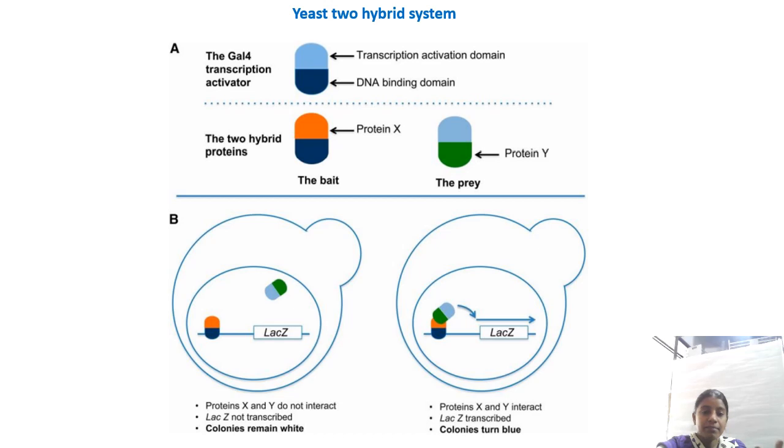So what is the principle behind this yeast two-hybrid system? The answer lies in the GAL4 transcriptional activator. GAL4 is the transcriptional factor, the activator. Which gene is it going to activate? The LacZ gene. So GAL4 is the transcriptional activator of the LacZ gene, and it activates the transcription of the LacZ gene. GAL4 has a transcription activation domain and a DNA binding domain.